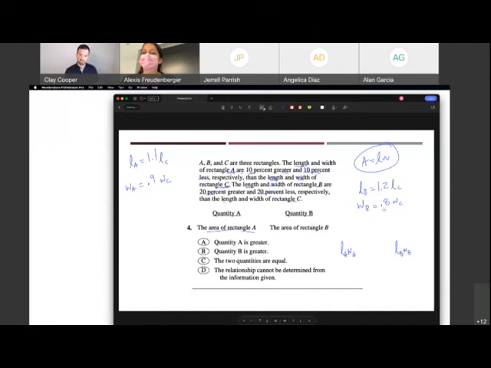So I'm going to take the length of C, and I'm going to solve for it in terms of the length of B. So I take this equation right here and divide each side by 1.2, and I get the length of C equal to the length of B divided by 1.2. Does that make sense? Cool. I'm going to do the same thing for the width. I know the width of C is the same as the width of B divided by 0.8.